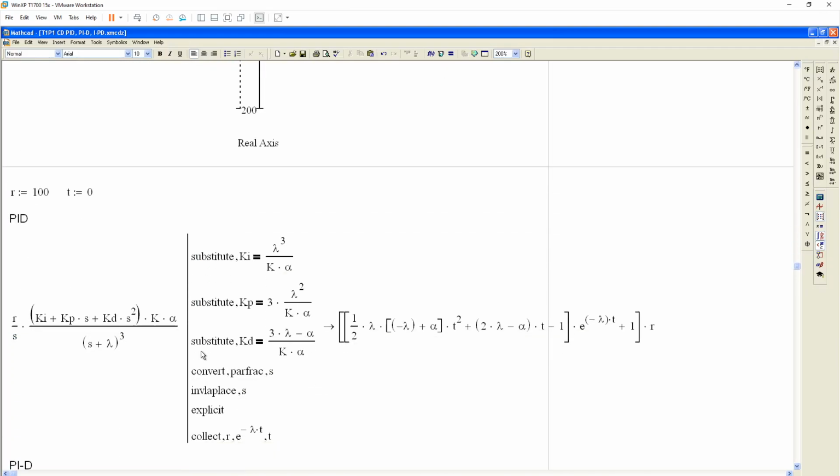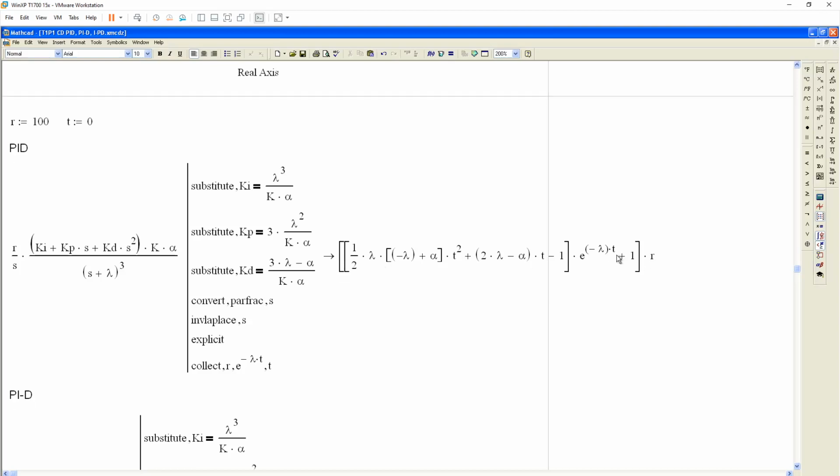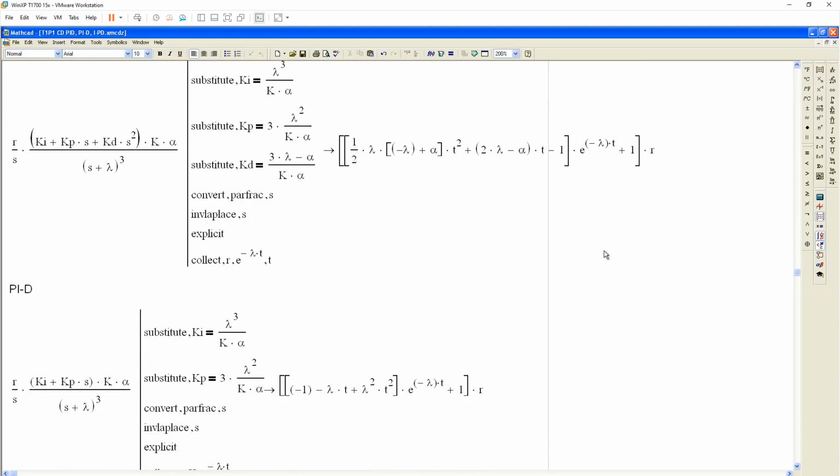So if I take the closed loop transfer function and I have a step jump, this R over S is a step jump to 100 millimeters, and I do the substitutions for these gains. This is the response as a function of time. And you can see the e to the minus lambda, that's due to the 3 poles at minus lambda.